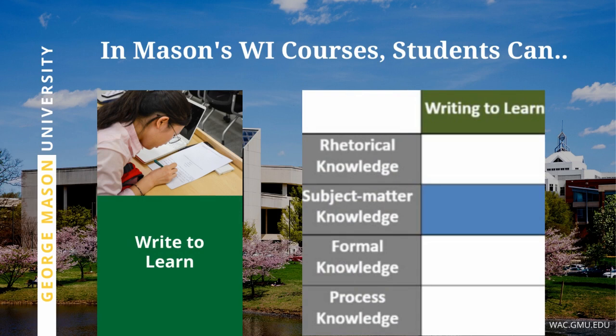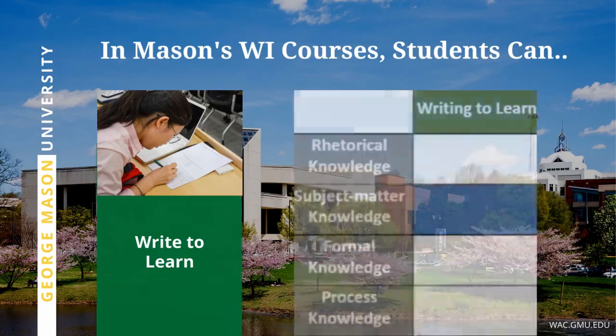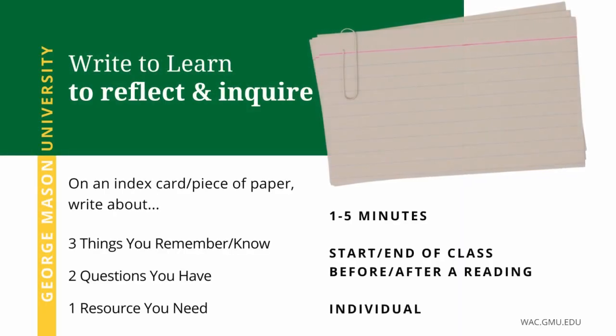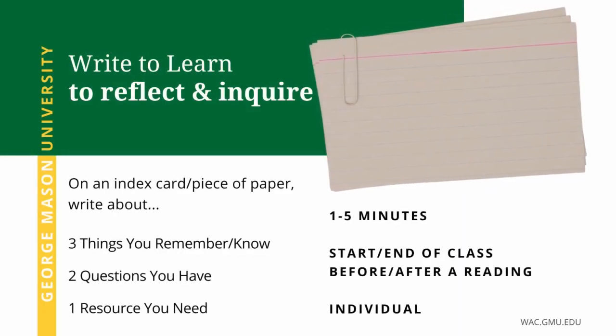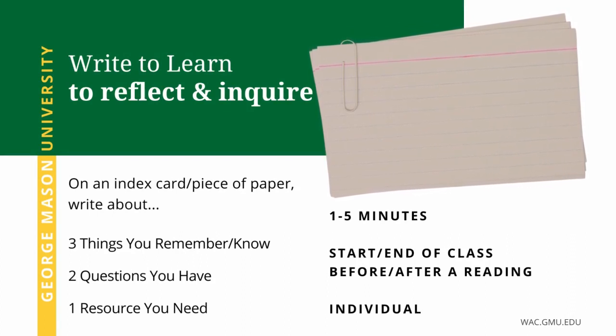So, what does writing to learn look like in the classroom? In the next set of slides, I'll share some examples of writing activities that faculty can use to take advantage of the writing to learn approach. Our first activity is a quick 1 to 5 minute activity called 3, 2, 1. At the top of a class, or even at the end of a class, faculty can help students to explore a concept by writing 3 things you remember about the concept, 2 questions you have, 1 resource you need.